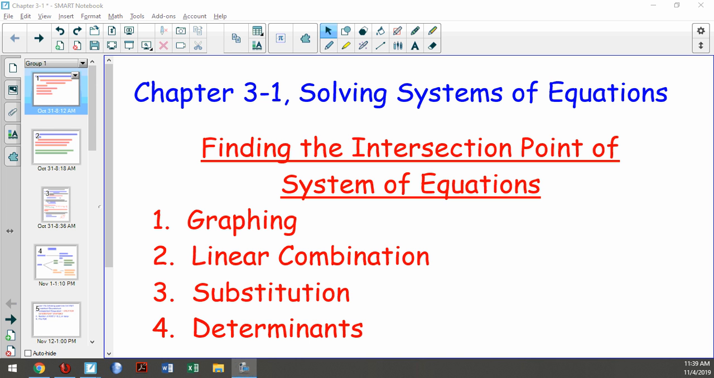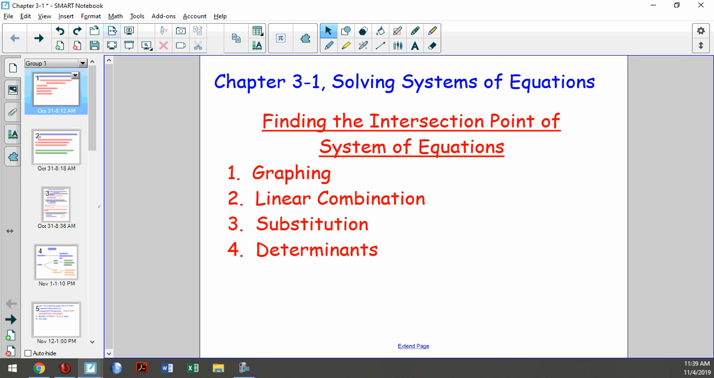Okay, here we go. All right, today we're starting a new chapter. It's all about equations of lines, and taking those two equations of the lines and finding the point where they cross. That's called the POI, point of intersection. Did we all hear that?